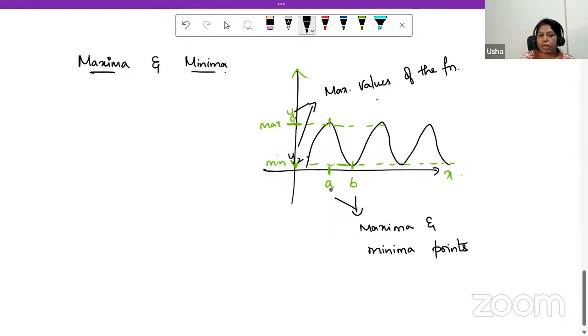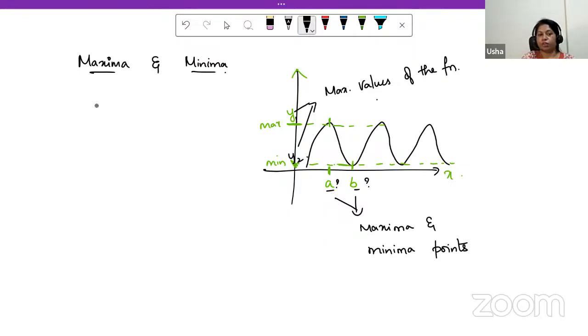So what does it mean? x equals A is a point of maxima, that is, at this point the value of y is maximum. B is a point of minima, means at this point, when you substitute x as b, the y value is least. Understood what is point of maxima and point of minima? Now, what you need to find is this A and B, not this y1 and y2. You're going to find what A and B are.